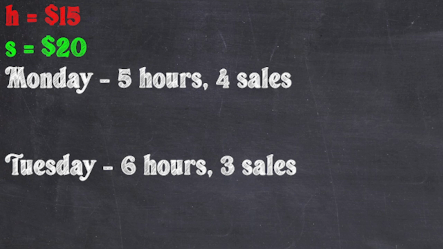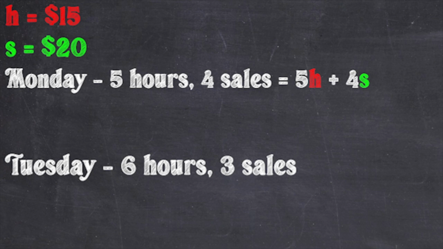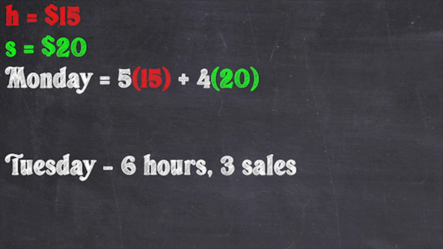Joe works at Lois's store. On Monday, he worked 5 hours and sold 4 musical instruments. We can go ahead and calculate the amount of money he made on Monday based on this information. Observe that he worked 5 hours and made 4 sales. We can write this as an algebraic expression as 5H plus 4S, with H and S indicating the hours worked and sales made respectively. We also know that for each hour he would earn $15, and for each sale he would earn $20. We can now substitute these numbers for H and S.